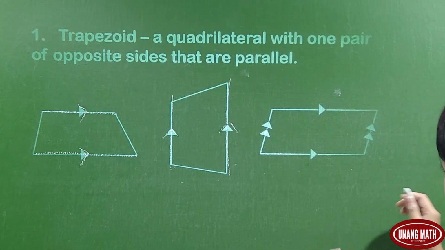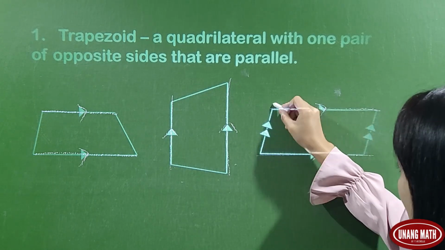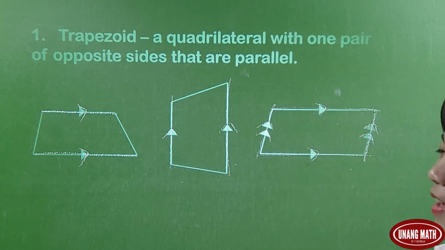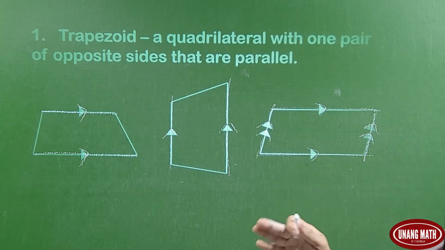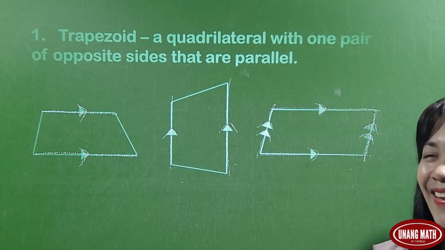In this third figure, we have two pairs of opposite sides that are parallel. So it means this is also a trapezoid. This is actually a parallelogram. So a parallelogram is a trapezoid.